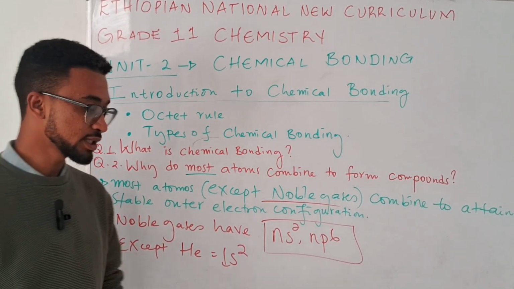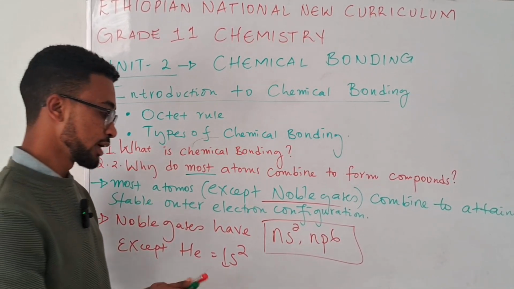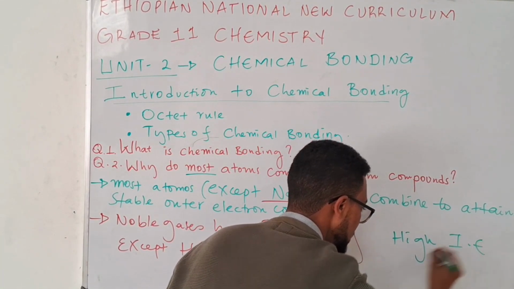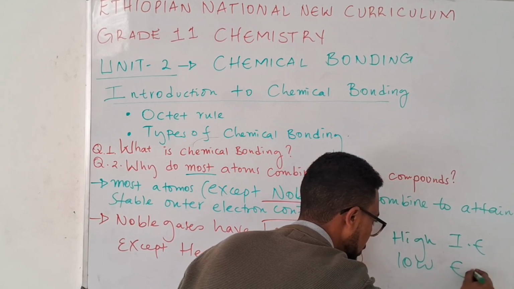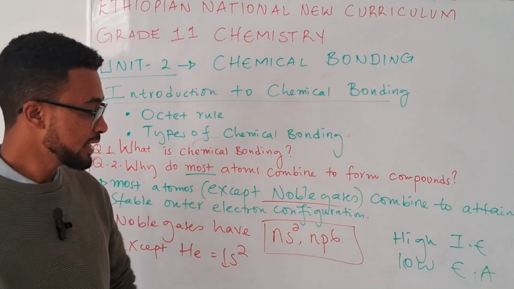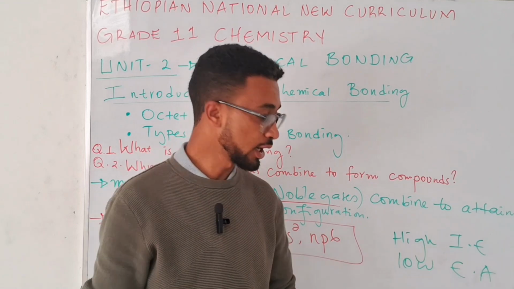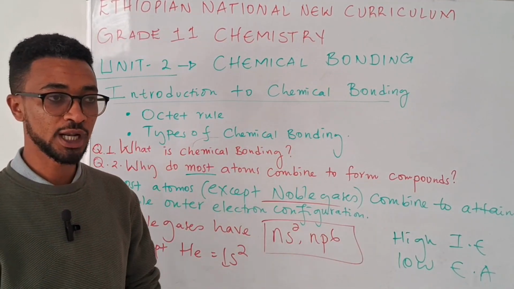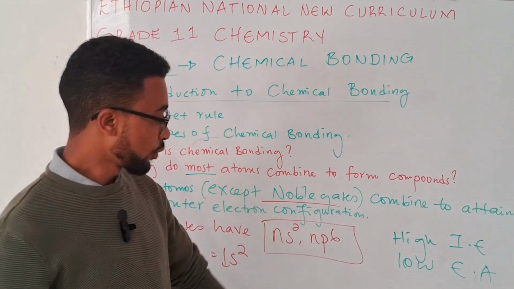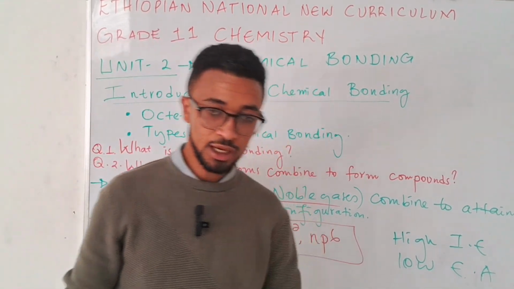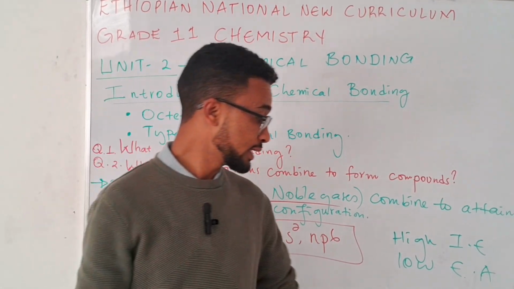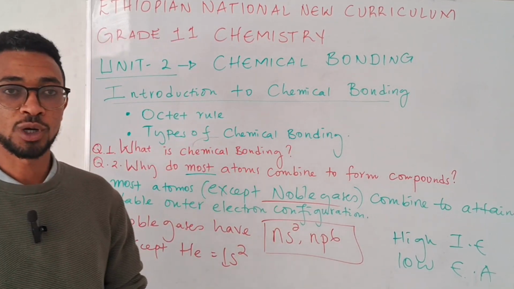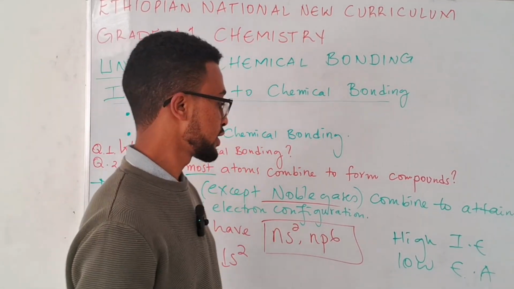This stability or unreactivity of noble gases can be seen from their high ionization energy and their very low electron affinity, okay? So what does it mean when we say noble gases have high ionization energy? This means that it requires a lot of energy for noble gases to lose an electron from their outermost shell. What does low electron affinity mean? Noble gases have low electron affinity. Due to this, they have a very low tendency to attract electrons into their outermost shells.